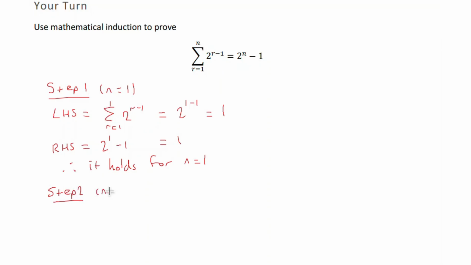Step 2 is when n is equal to k. It's our assumption step. We're going to assume that the sum from r equals 1 up to k of 2 to the r minus 1 is indeed equal to 2 to the k minus 1.